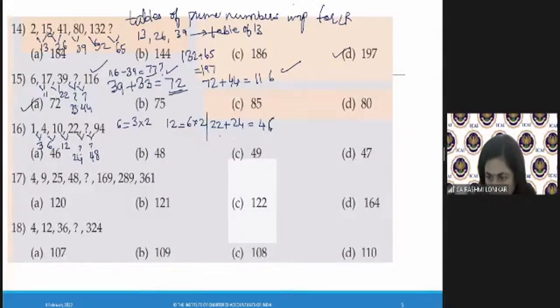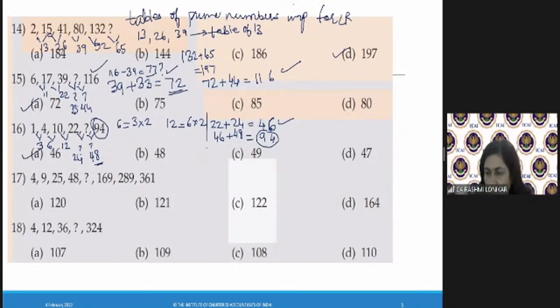And how much is 46 plus 48? Because this difference is 48. This is equal to 94. Isn't this number 94? Yes. So what we have found out is correct. So the number that we are trying to find out is 46. So the 16th sum's answer is also A.